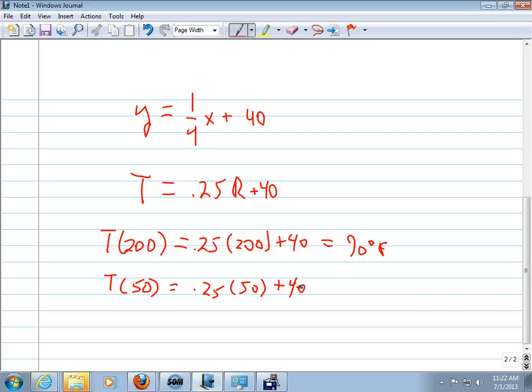Multiply first. So a quarter of 50, or 0.25 times 50, is 12.5. A quarter is a half and a half, right? So a half of 50 is 25, a half of 25 is 12.5, yeah. Plus the 40 gives 52.5. So that's my interpolation at 50 chirps per minute. I'll assume that the temperature is 52.5 degrees.